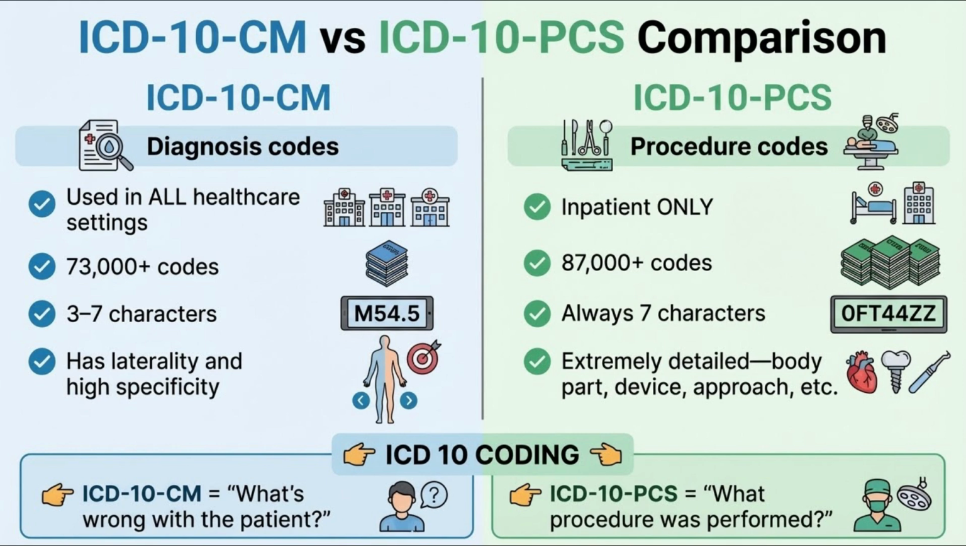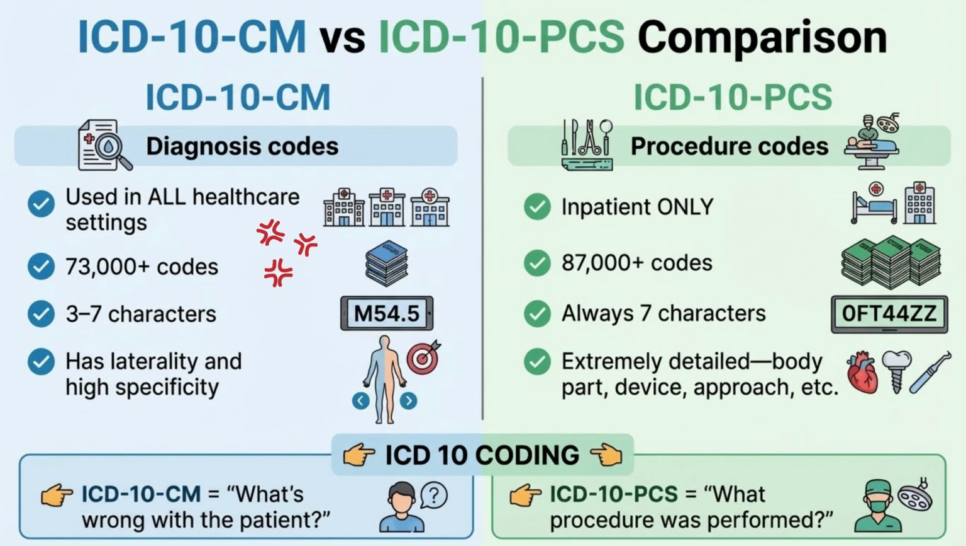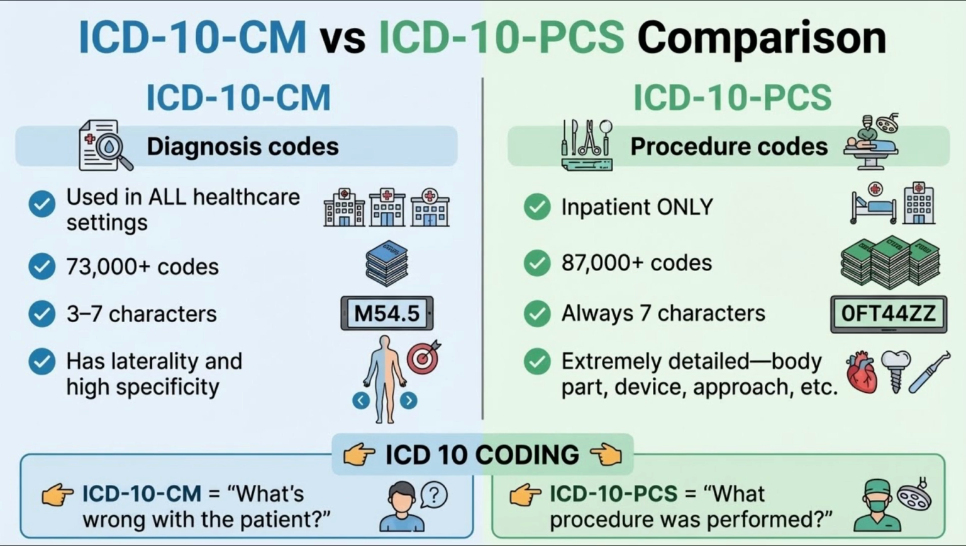ICD-10-CM versus ICD-10-PCS. Let's break this down simply. ICD-10-CM, also called diagnosis codes. They are used in all healthcare settings. They are 73,000 plus codes. An ICD-10-CM code consists of 3 to 7 characters. It has laterality and high specificity.